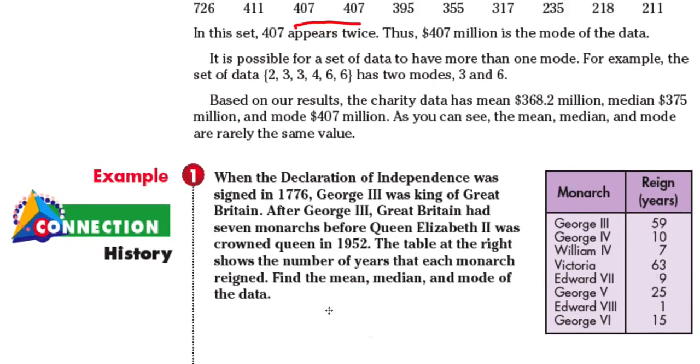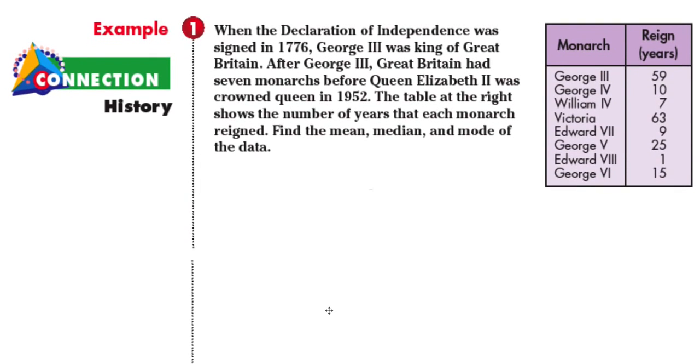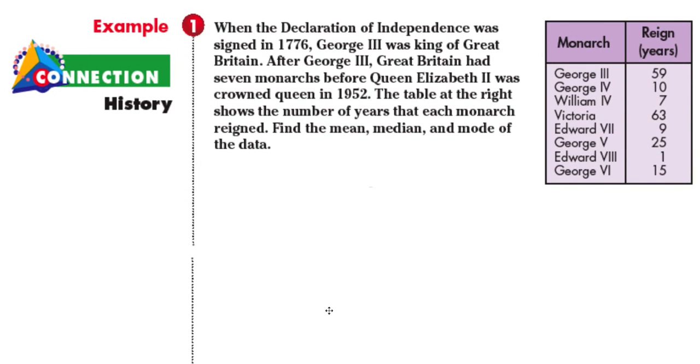Let's take a look at example number 1. When the Declaration of Independence was signed in 1776, George III was a king of Great Britain. After George III, Great Britain had 7 monarchs before Queen Elizabeth II was crowned queen in 1952. The table to the right shows the number of years that each monarch reigned. Find the mean, median, and mode for the data.